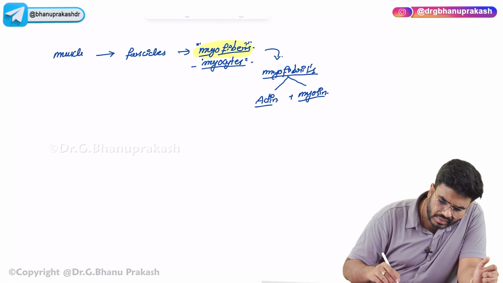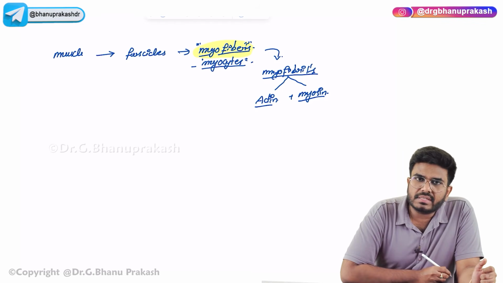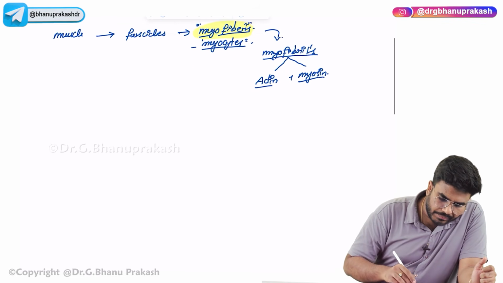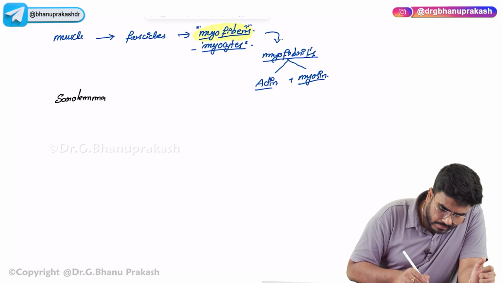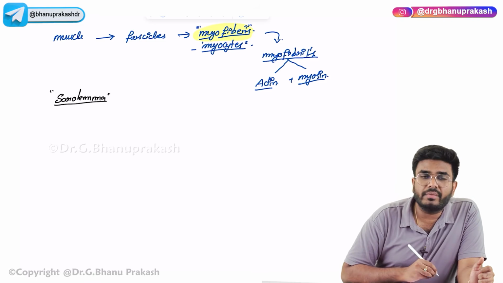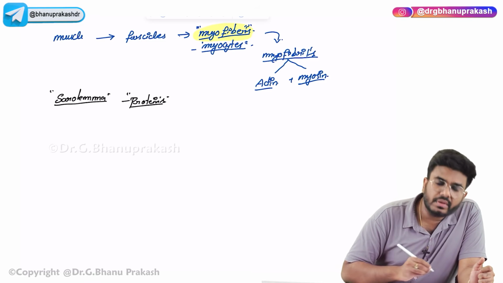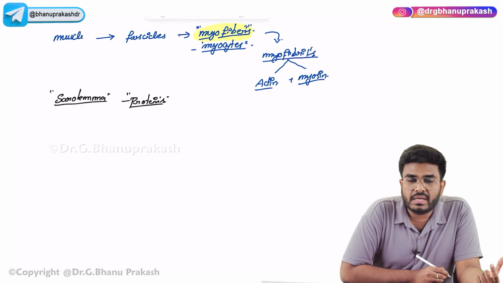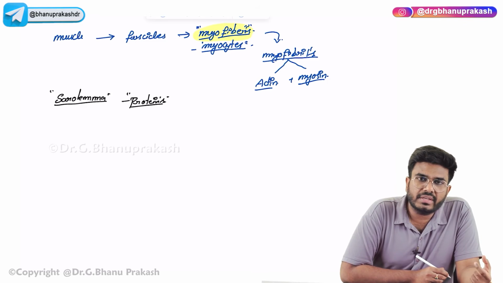Done. Now let's start from the basics, with the sarcolemma. In the sarcolemma, which proteins are present? In a few exams, this question has been asked: which of the following is a sarcolemmal protein? Which of the following is a peripheral protein? Which of the following is an integral protein?